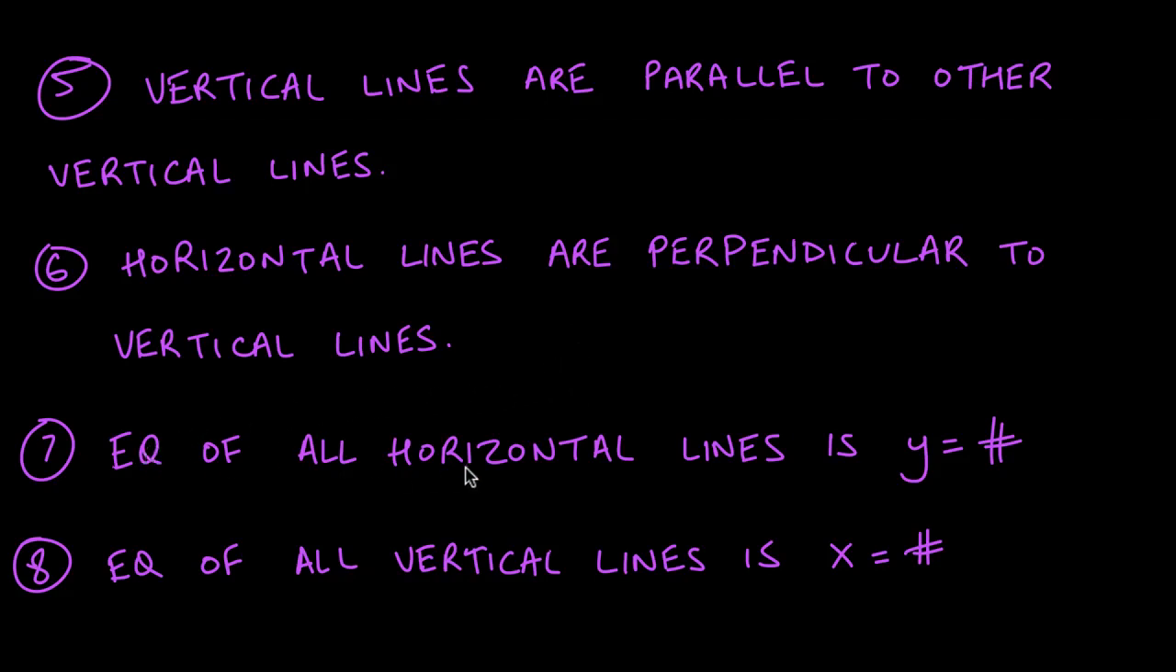Now, these are last two items on things that we did in the past. The equation of all horizontal lines is always going to be y equals the y-coordinate of the point that the line passes through, or y equals a number. And the number always comes from the y-coordinate that the line is passing through. The equation of all vertical lines, on the other hand, is going to be x equals the constant. And the constant, again, is the x-coordinate that the line passes through.